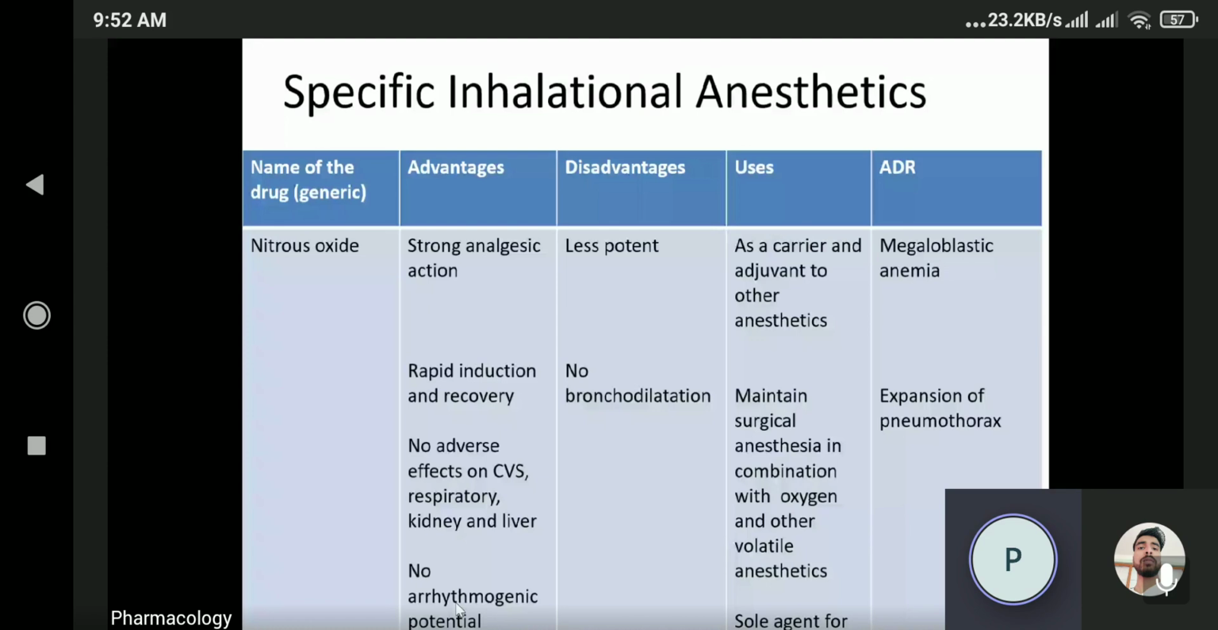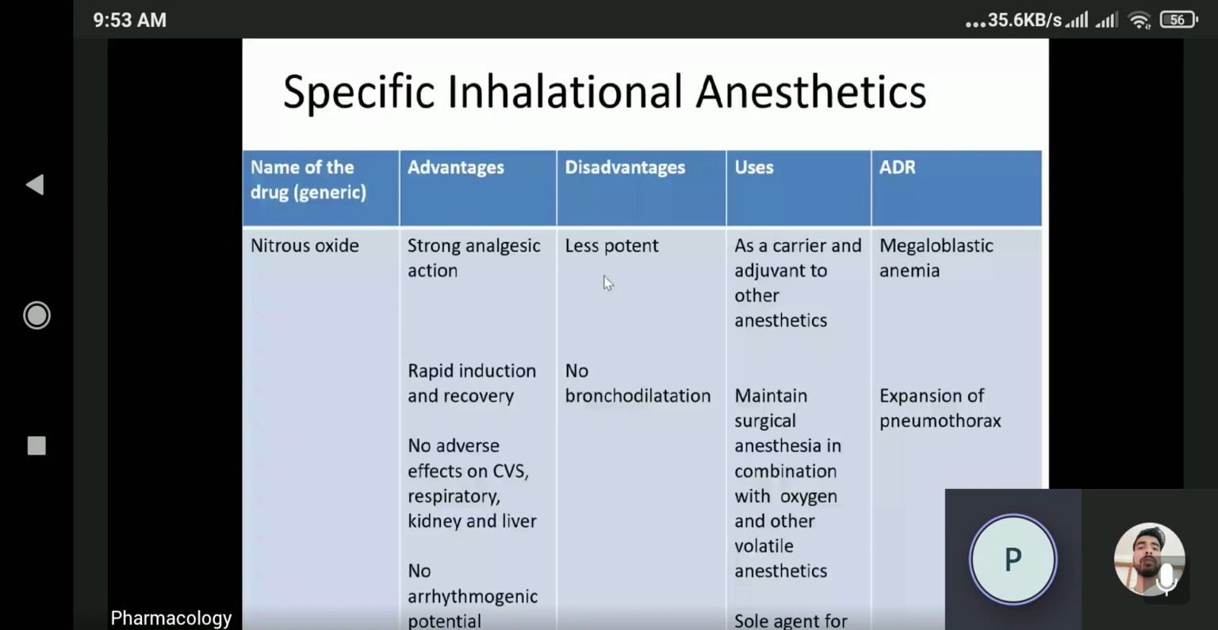However, the disadvantage with nitrous oxide is that it is less potent. So, what do you mean by less potent? Higher dose is needed. Higher doses are needed. That is, they have a higher MAC value. So when we need to produce the anesthetic effect using only nitrous oxide, we need more and more concentration. Again, more and more concentration means it will invite the unavoidable side effects of nitrous oxide. There is also no bronchodilation here.